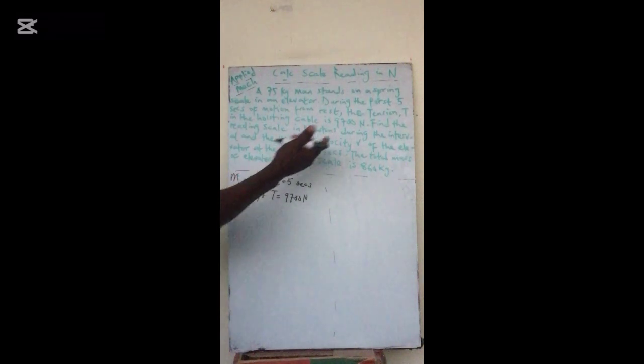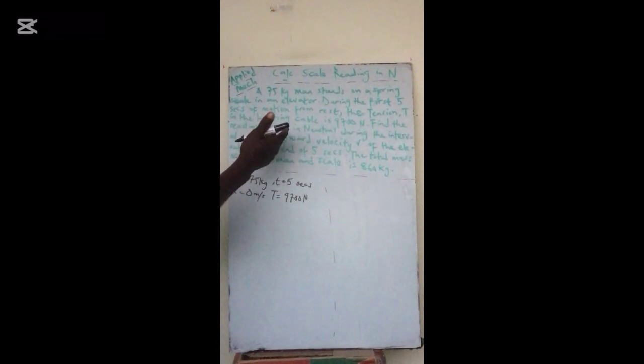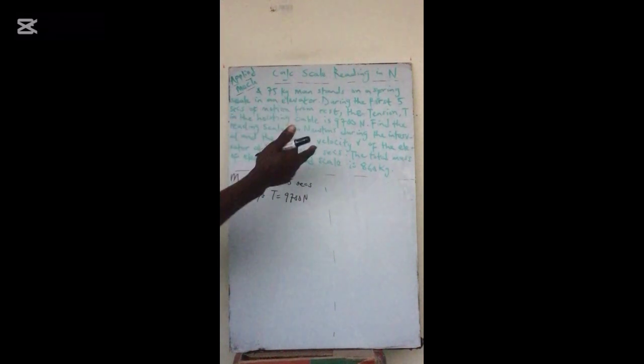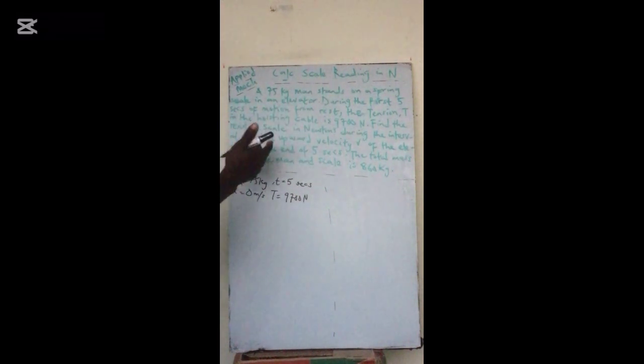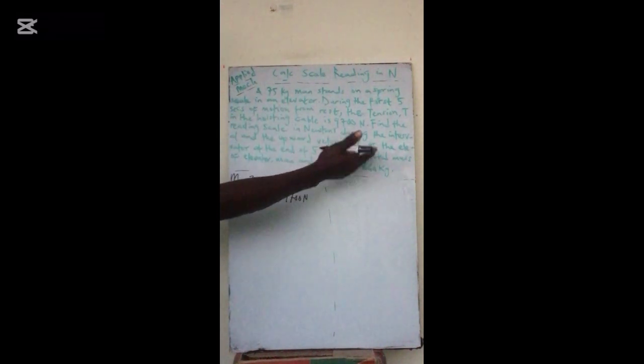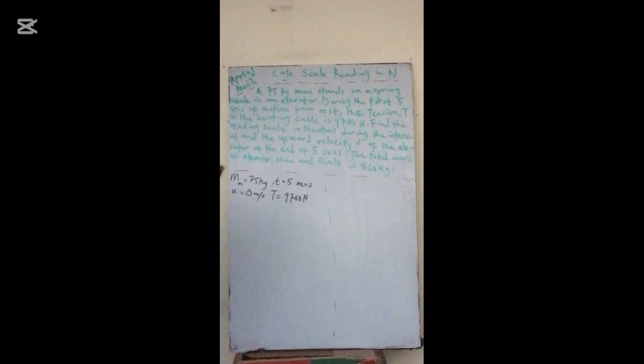So what else again? Now it asks us to find the reading scale in Newton during the interval and the upward velocity v in the elevator at the end of that 5 seconds. So our total mass of the elevator, the man and the scale is 860. Indicate the total mass also. M total, that's my total mass, is equal to 860 kg.